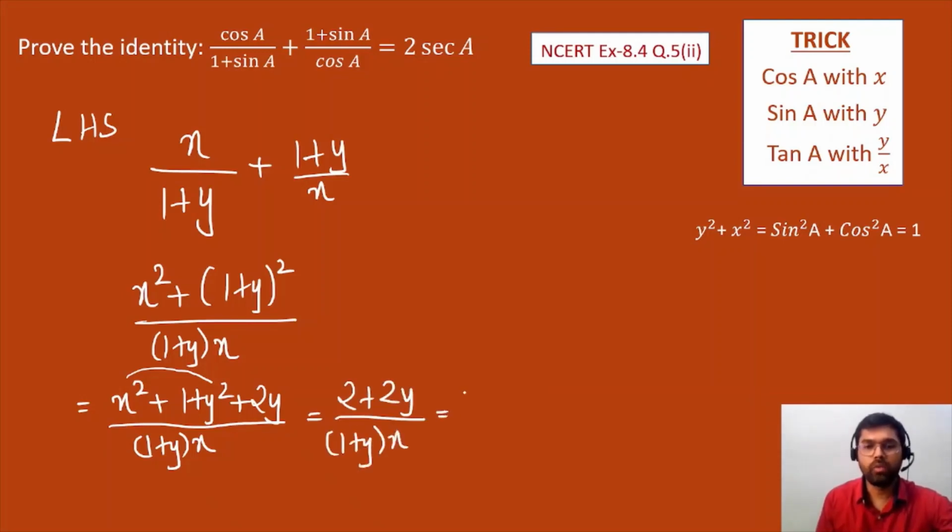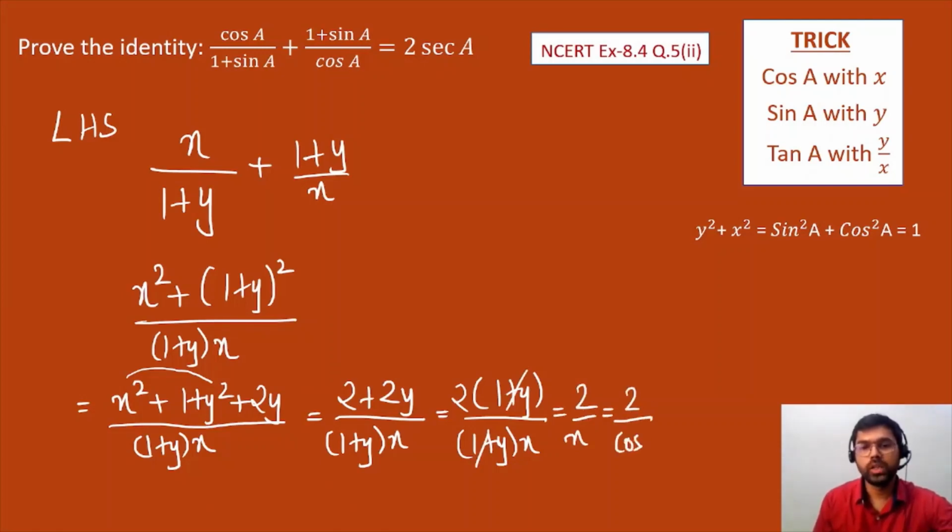Now take 2 common from the numerator. You will get 1 plus y in the bracket divided by 1 plus y multiply by x. 1 plus y and 1 plus y will cancel out. What will remain? 2 by x. So x can again be replaced with cos a. So 2 by cos a, we know the reciprocal of cos a is sec a. So our answer is 2 sec a. So you can see this is equal to right answer.